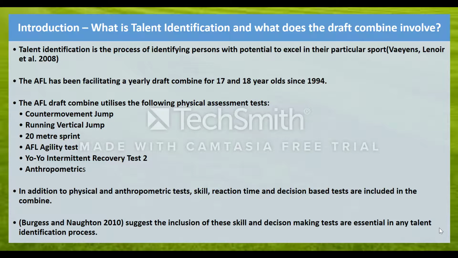In a review paper by Burgess and Norton, they outline the importance of including these skill and decision-making tests. They suggest that while some physical tests can assess athletic ability and have some success in predicting future athletic success, most studies on the physical assessment of elite athletes at the adolescent level are cross-sectional and lack developmental relevance.